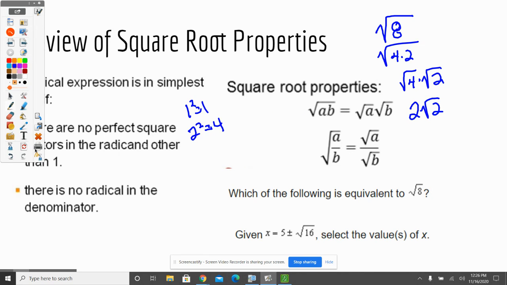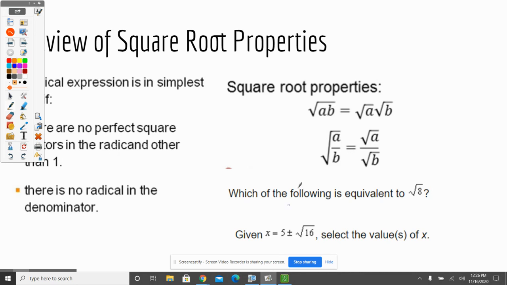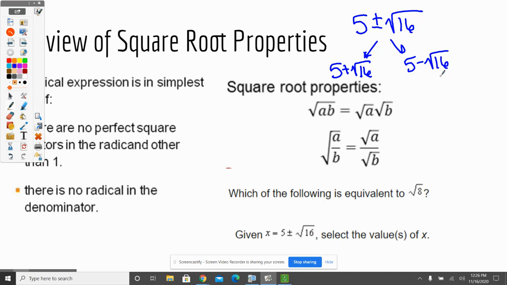And then the other thing you need to know about simplifying radicals today is when you have things that look like this, 5 plus or minus the square root of 16, that's going to come up some as we solve quadratics. That's 2 problems for the price of 1. That's 5 plus the square root of 16 as one of the problems, and 5 minus the square root of 16 as the other. So it's 5 plus 4, which is 9, and 5 minus 4, which is 1. So there would be 2 answers there, and that's how that would simplify out.